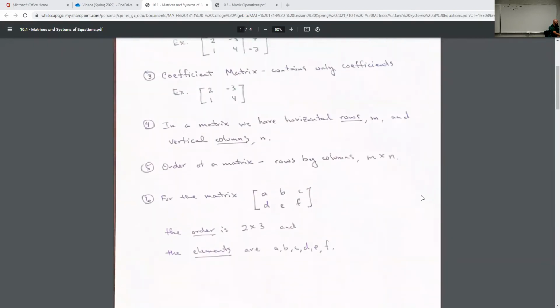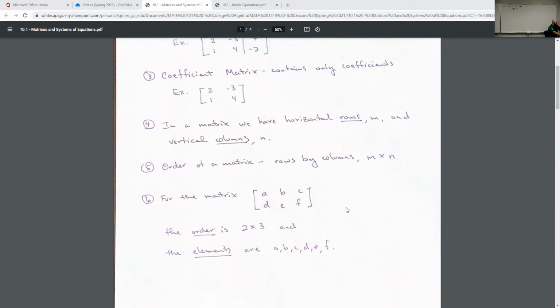Definition number 4, we have what's called rows and columns. So our row is what's going across. That's your equation, essentially. And then your columns are the up and down. And so that allows us to talk about the size or the order of the matrix. So when we talk about the order, that is rows by columns.